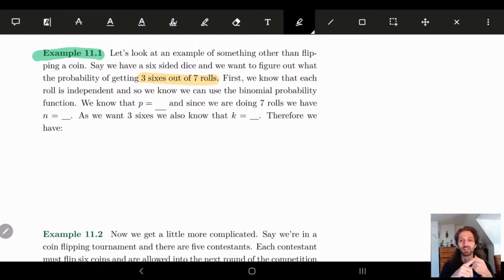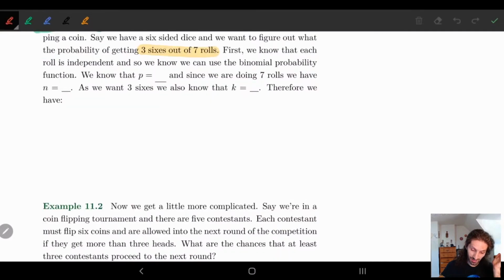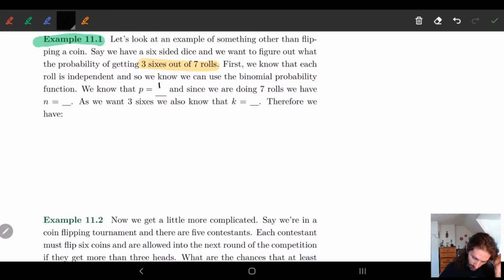So we're first going to ask, what's the chance of rolling a 6 in our dice roll? This we already know, right? The chance of rolling a 6 in a single dice roll is 1/6. So we know that P here is 1/6. The chance of not rolling a 6 is 1 minus P, which is 5/6.